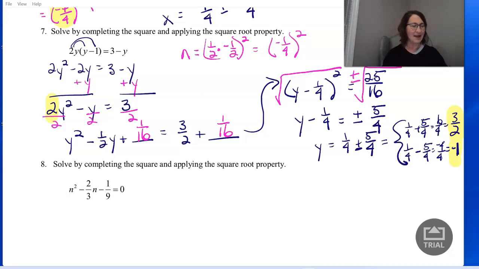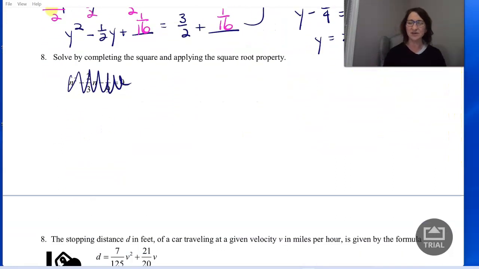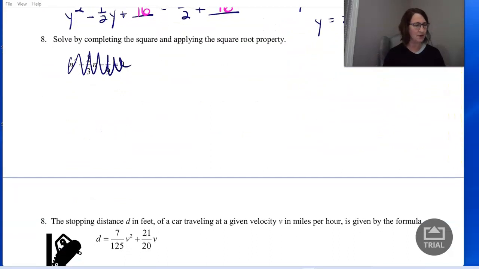Okay, let's go ahead. We've got this one. I'm actually going to switch this one out and do a different one. I'm going to do one that gives us an answer that has an imaginary number. I think that might be more interesting for you. So let's start here with 9y squared minus 24y plus 17 equals 0.